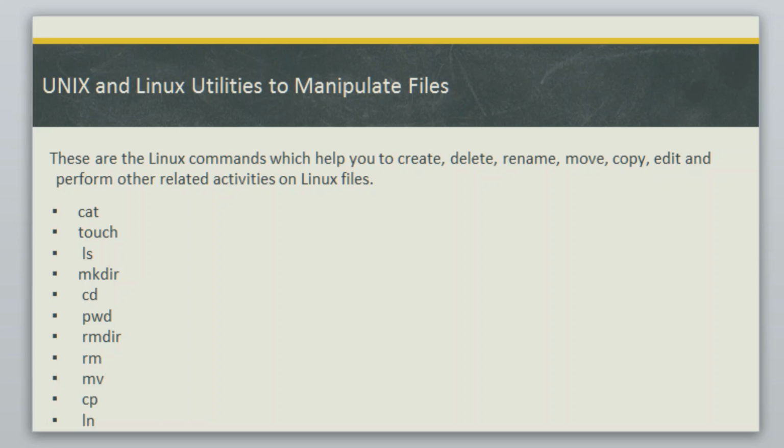So let's talk about how to manipulate Unix and Linux files using some utilities. So these are the common commands which help you create, delete, rename, move, copy, edit, and perform other related activities on Linux files. So we have cat, which will display the contents of a file. It stands for concatenate. We have touch, which will create an empty file. We have ls or list, which will list files in your current directory. We have mkdir or make directory, which will make a directory, a blank one.